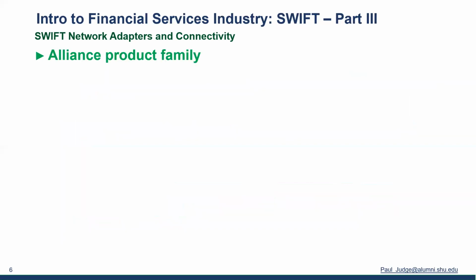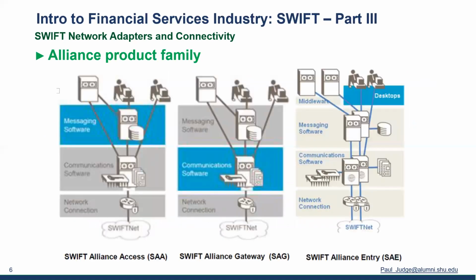Really quick, I'm going to talk about the Swift Alliance family of products. Basically, we've got Alliance Access. Alliance Access is a great product. Does a lot of different things. Does the validation, handles the communication. It can be network connected via either a file interface or an MQ interface into your existing systems.